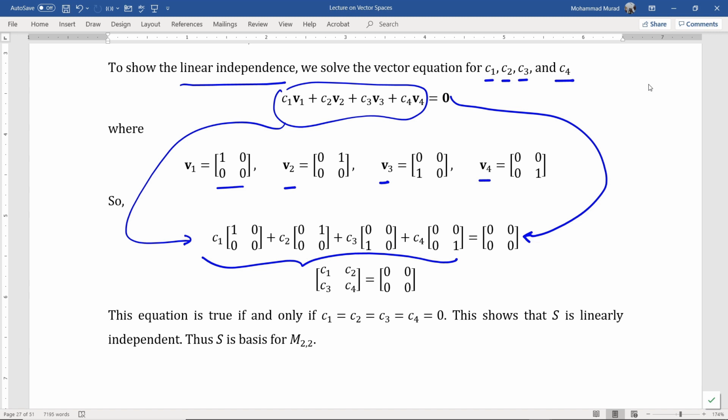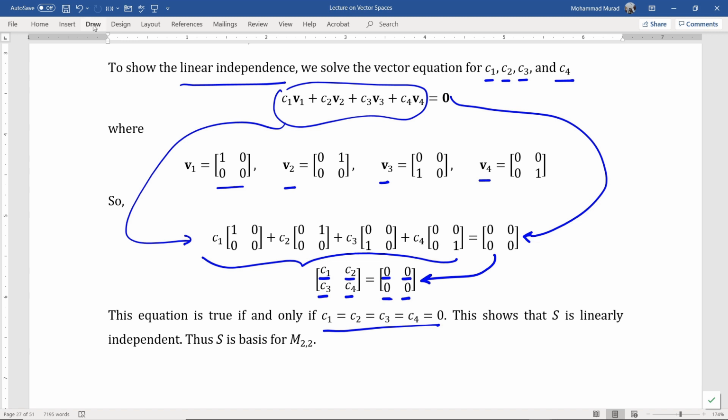The left-hand side of this matrix equation can be put into a single matrix, and the right-hand side stays as it is. Since these two matrices are equal, we must have C sub 1 equal to 0, and C sub 2 is also equal to 0, and C sub 3 and C sub 4 are also equal to 0.